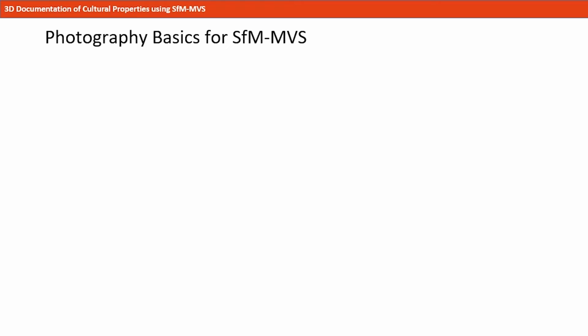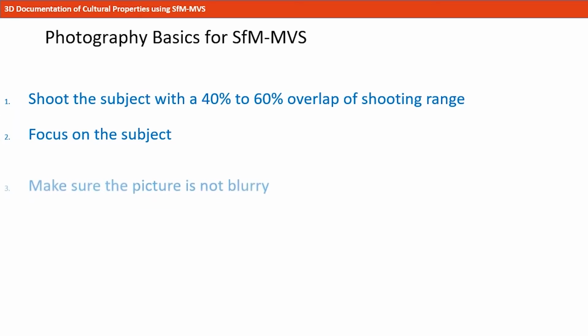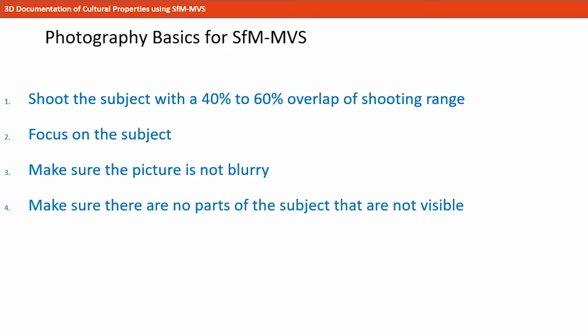Now, let's talk about photography basics. 1. Shoot the artifacts and archaeological remains with a 40% to 60% overlap of the shooting range. 2. Focus on the subject. 3. Make sure the picture is not blurry. 4. Make sure there are no parts of the target subject that are not visible.